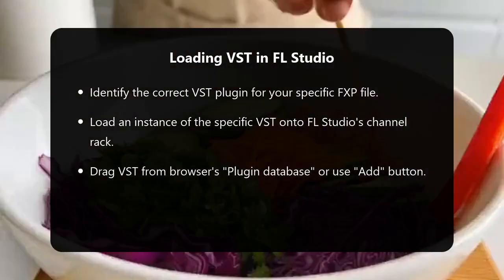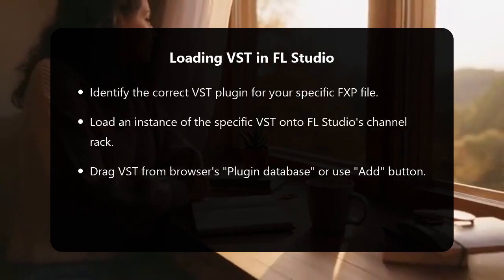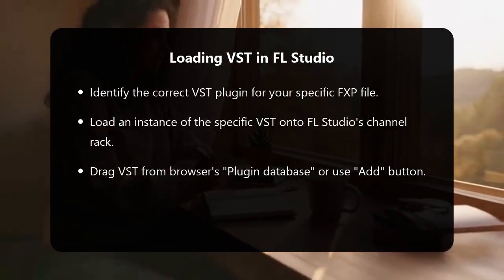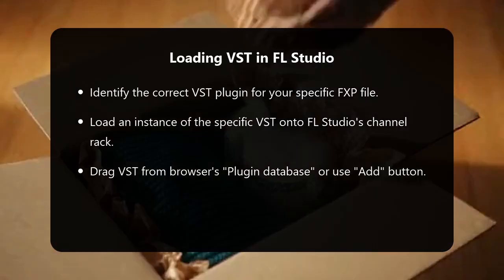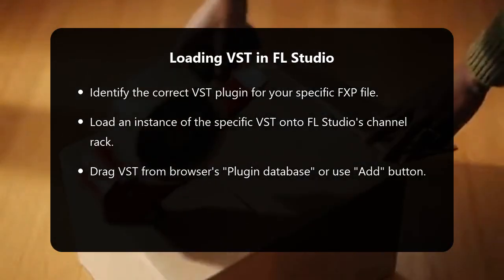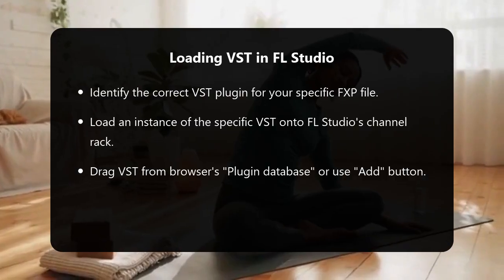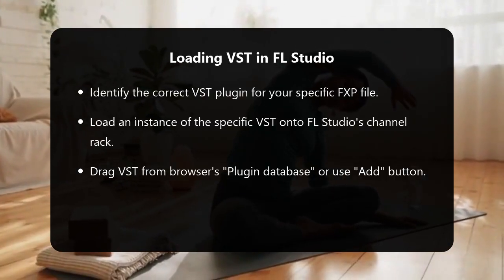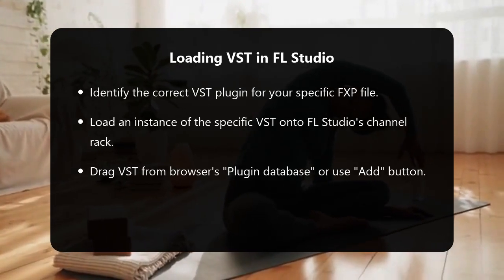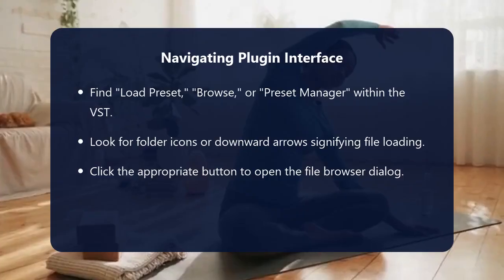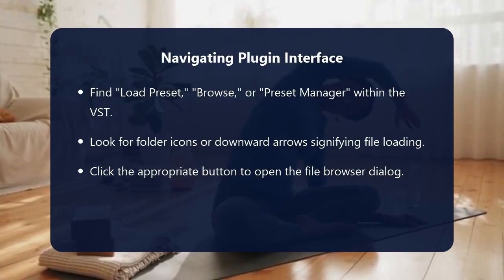With the VST plugin open, your next step is to navigate its internal interface to find the preset loading mechanism. This is where the process can vary significantly from one VST to another, as each developer designs their plugin's user interface differently. Generally, you'll be looking for buttons or menus labeled Load Preset, Browse, Preset Manager, Menu, Bank, or an icon that signifies file loading, often a small folder icon or a downward-pointing arrow. For many popular synthesizers like Serum, Silent One, or Spire, you'll typically find a dedicated area at the top or bottom of the plugin's window for managing presets.